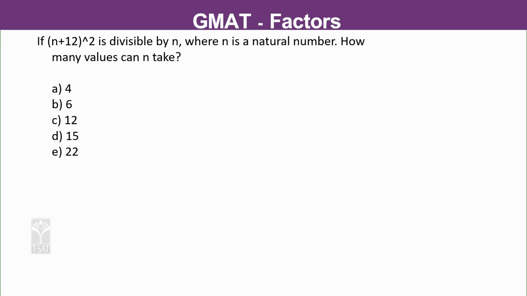Now, let us look at the next question. If (n plus 12) whole square is divisible by n, where n is a natural number, how many values can n take? Okay. (n plus 12) whole square is divisible by n. So, (n plus 12) whole square is what? Let us expand it. It is n square plus 2 times 12, that is 24, into n plus 144.